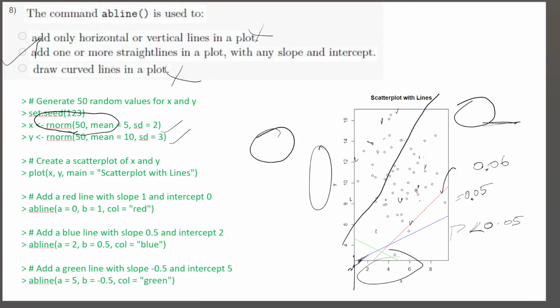Then I'm drawing a green line with a negative slope, that is minus 0.5, in green. So this is just to say that we can add one or more straight lines in a plot with any slope and intercept. For that only, I just wanted to show this example.